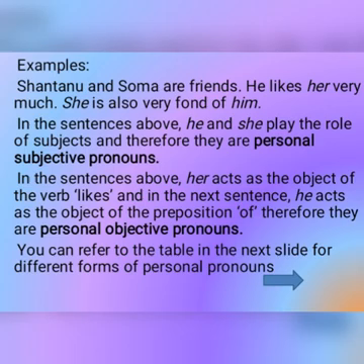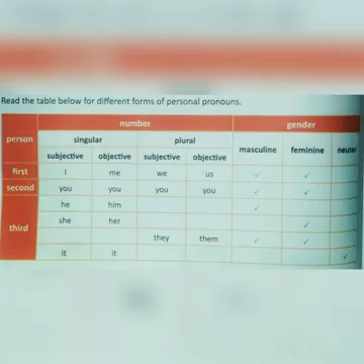In the sentences above, her acts as the object of the verb likes, and in the next sentence, him acts as the object of the preposition of. Therefore, they are personal objective pronouns. The table will show the different forms of personal pronouns.